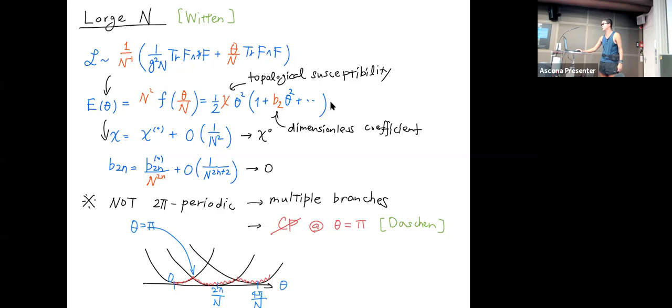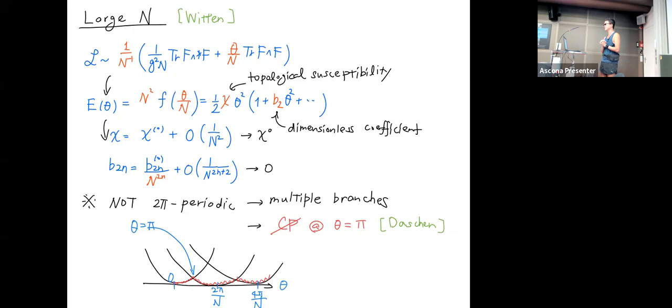And this chi goes like a constant in the large N limit, and the b coefficients become smaller and smaller in the large N limit. So that's the prediction from large N scaling. It's a very simple scaling argument. But surprisingly, this is extremely powerful because, you see, this coefficient goes to zero. So in the strict large N limit, the only thing that remains is just a quadratic potential. But the point is that the quadratic potential is not 2 pi periodic. Another way of saying that is that there are actually multiple branches of quadratic functions, many, many quadratic functions of order N.